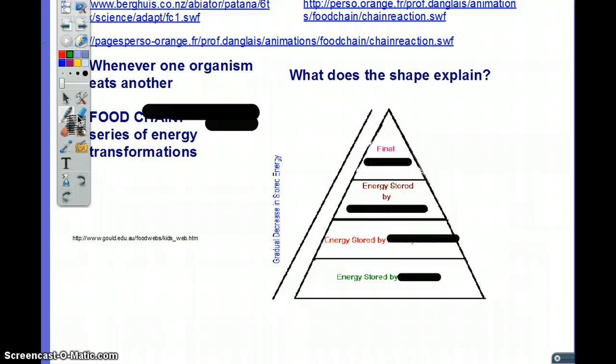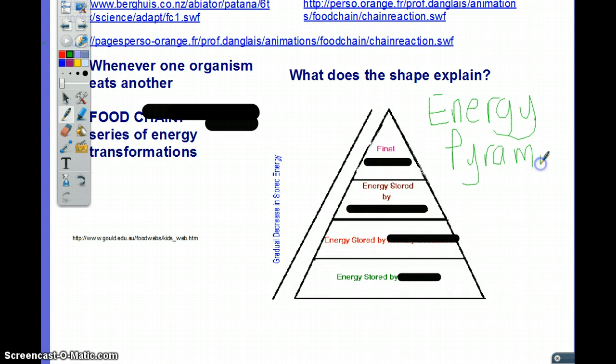You said it, David. You said food chain? Yeah. What does that mean? It's the pyramid, steps of how the food breaks down. Not food. Energy. It's an energy pyramid. Okay? It shows transformations of energy.